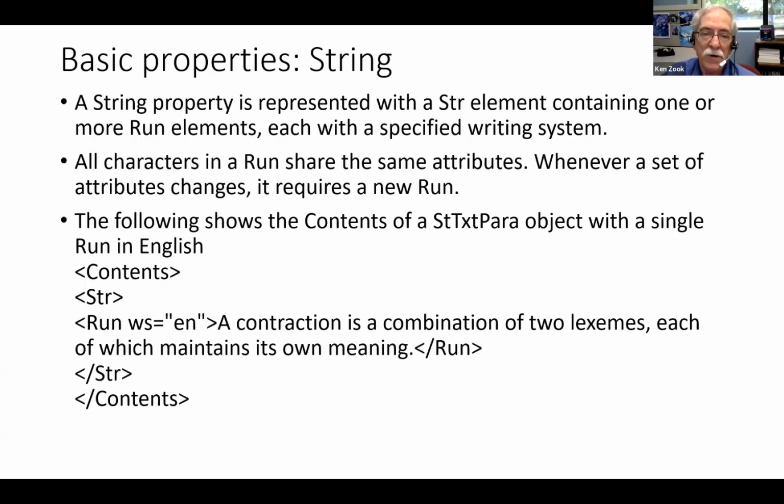A string property is represented with a str element containing one or more run elements, each with a specified writing system. So all characters in a run share the same attributes. Whenever a set of attributes changes, it requires a new run. The following shows the contents of an StTxtPara object with a single run in English. So we have the str element, and then we have a run inside of that with an English writing system and then the actual data.